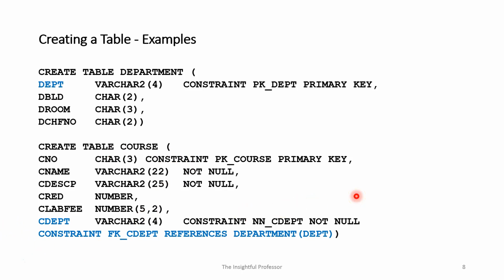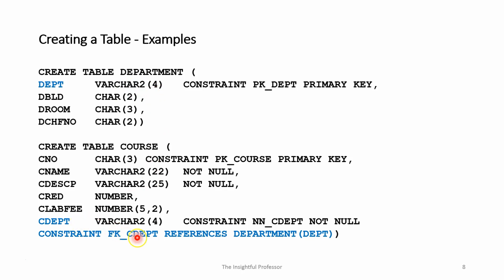The relationship is captured here with CDEPT making a reference back to the department table's DEPT column, which is, as we know, the primary key of that table. A couple of important points. DEPT, as the primary key in department, is a VARCHAR2 of length 4.